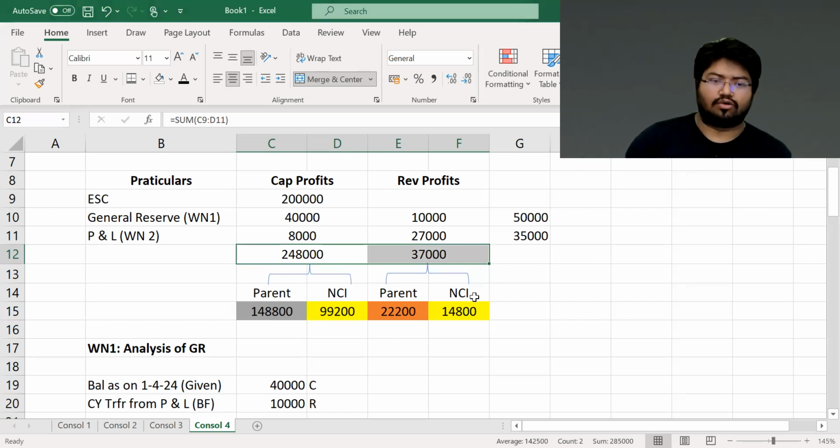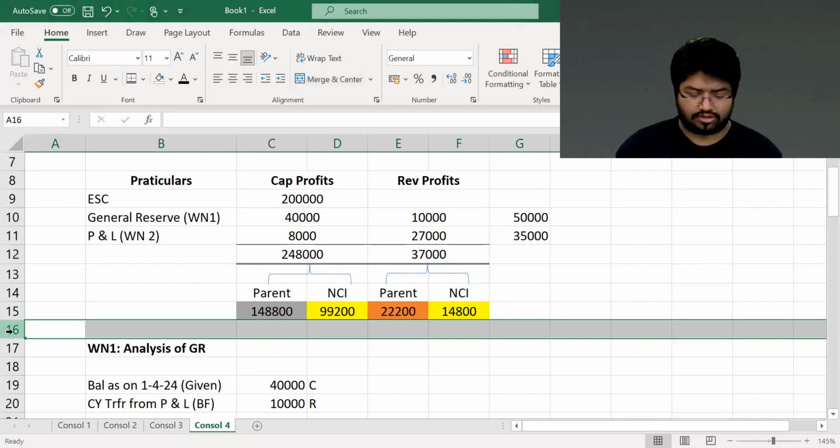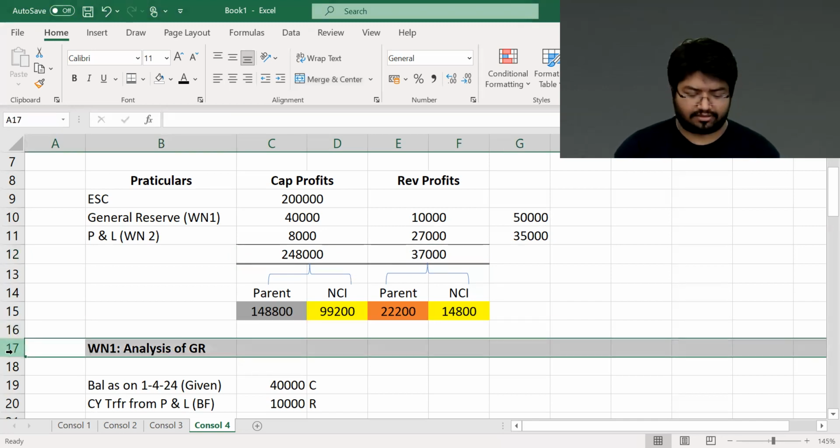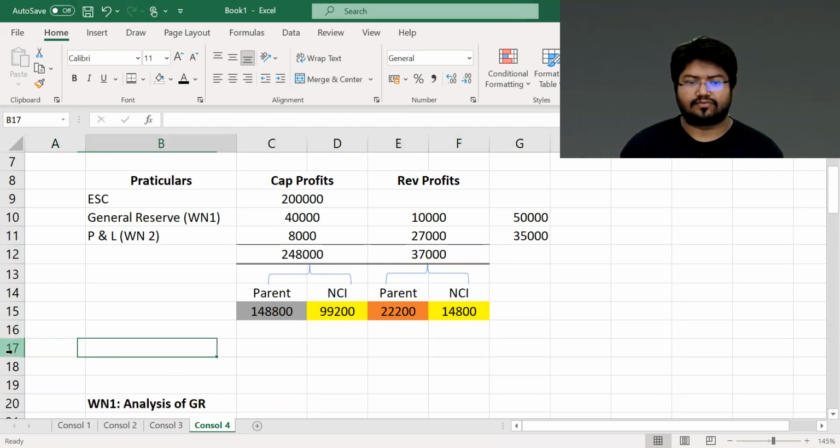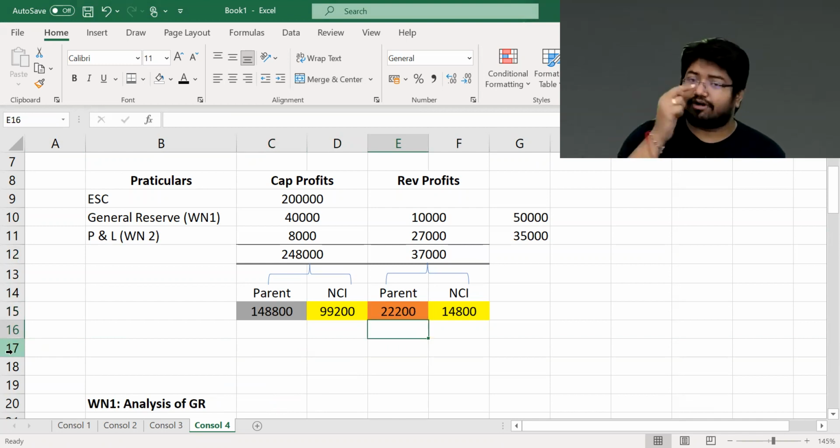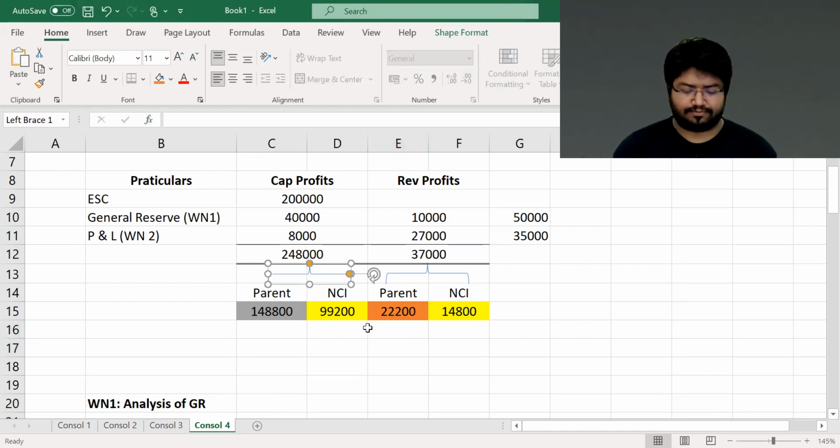Now don't be in a hurry to go to step 2. I have one more working to be done here. I'll have to further split this 22,200 into general reserve and P&L, because for my step 4, when I open multiple columns, I need detailed information. That's why I'm going to take one more split here.